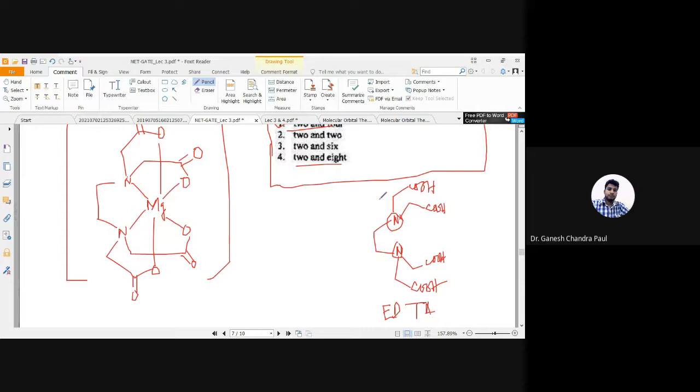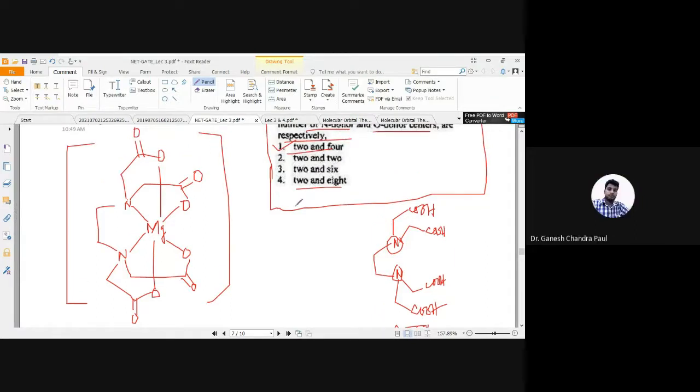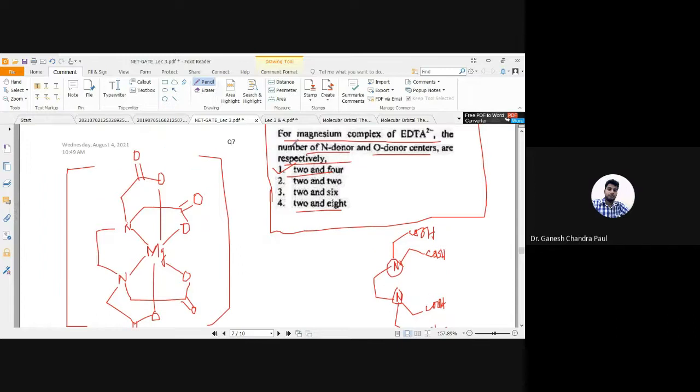Okay. Next. Sir, option 1 will be correct. Yes, option 1 is correct. Number of nitrogen donors and number of oxygen donors: nitrogen is 2 and oxygen is 4. You can see here there are 4 oxygens. Clear? Yes, sir.